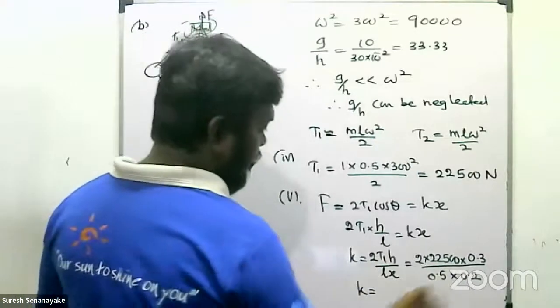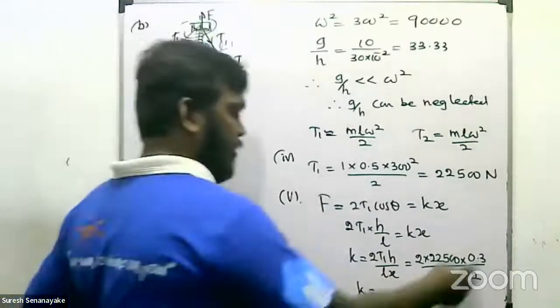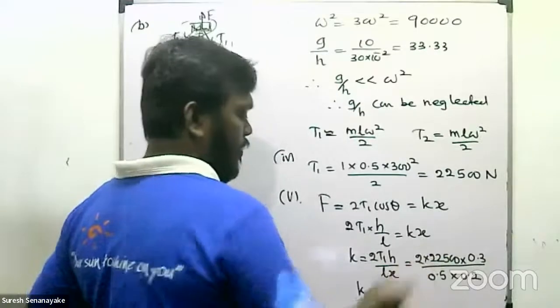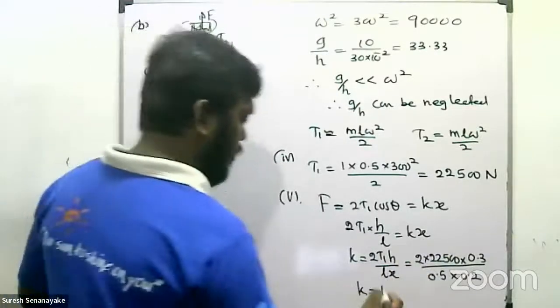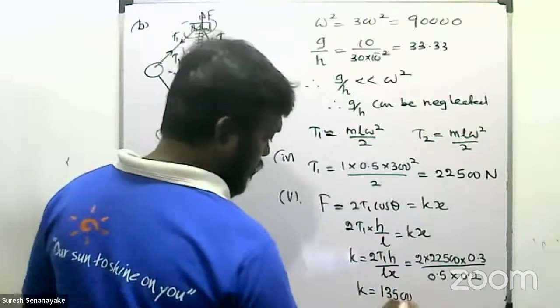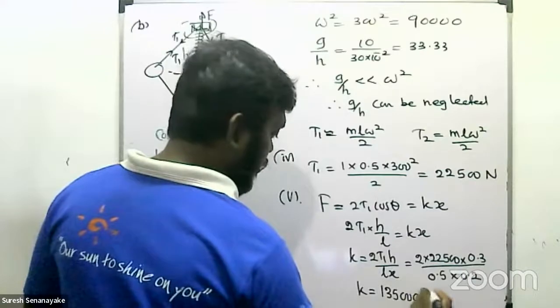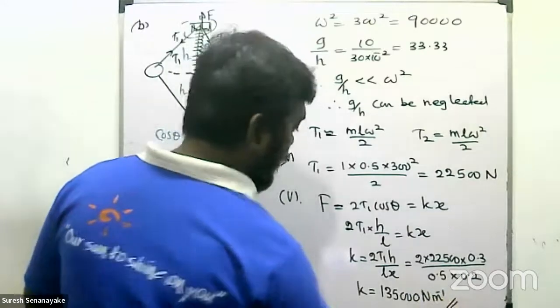That's 0.5, 0.2, it is 0.1 and 3, 45,000 into 2, 1,35,000 Newtons per meter. The spring constant.